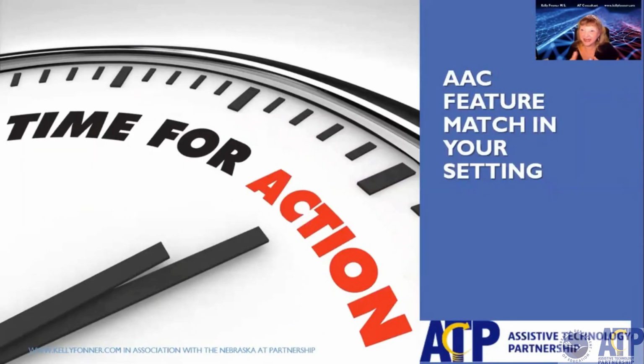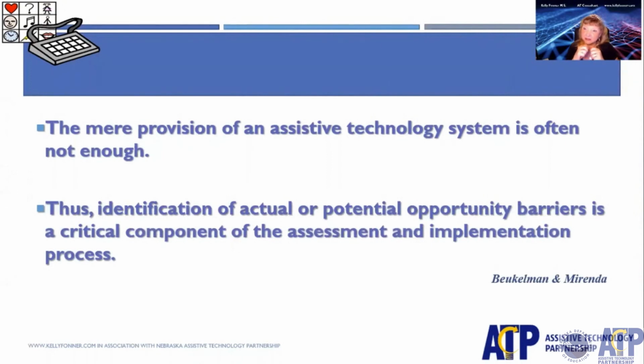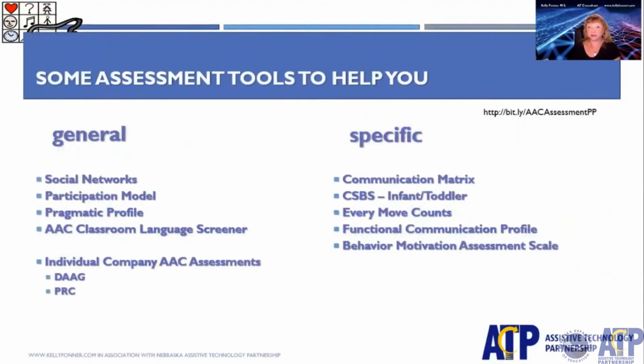So as we come to the end of this quick look at AAC feature matching, we'll think about yourself and what's going on in your system, because just providing the AAC device is not enough. Making sure that you look at potential barriers that people will need to overcome in order to use their system, to be trained in their system, all those things are a part of that implementation planning. And in AAC, assessment and implementation are so interwoven. You have to be thinking about implementing it while you're assessing for it, so you can take into account all of the particular situations that an individual communicates in.